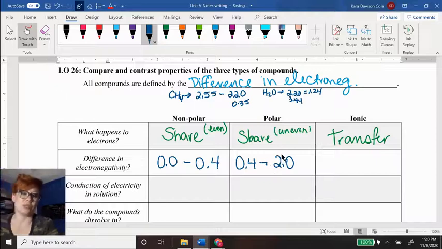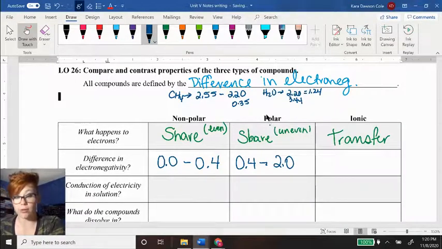Now, I would give you the actual values for the electronegativities if I were asking you about this. So don't worry about memorizing electronegativity values. I will give you the values if I'm asking you what type of compound you have based on electronegativity. So you don't have to worry about memorizing your electronegativity values. I know you probably were.